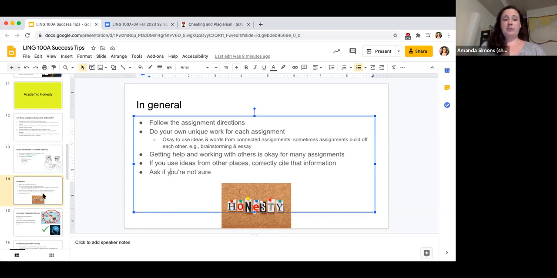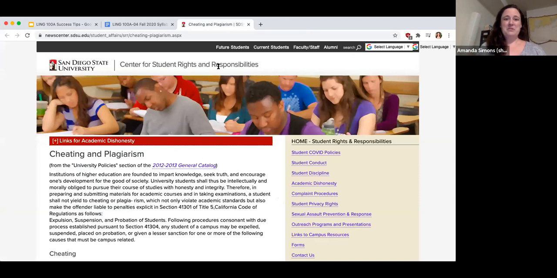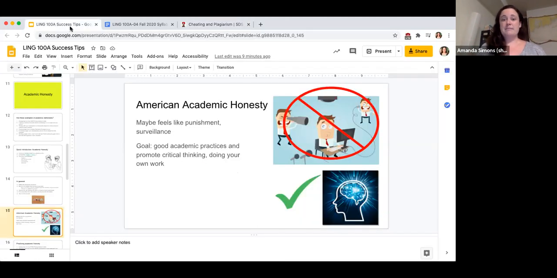And I want to let you know that sometimes this American academic honesty, this idea of do your own work, don't copy from others, and some of the plagiarism software we use, can feel like punishment or surveillance, especially if we do have to make a report to the Center for Student Rights and Responsibilities. If we have to file a report, sometimes that can feel like punishment or surveillance, but the goal is really good academic practices that promote critical thinking and doing your own work.